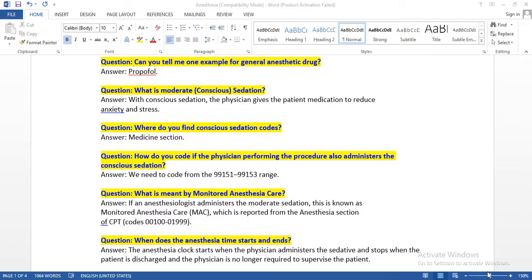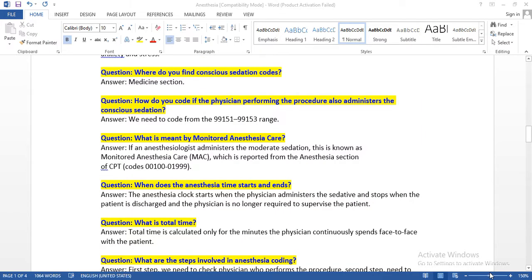Answer: propofol. Question: what is moderate conscious sedation? Answer: with conscious sedation, the physician gives the patient medication to reduce anxiety and stress. So, using this moderate sedation, the physician tries to reduce the anxiety and stress of the patient who is going to undergo the surgical procedure.